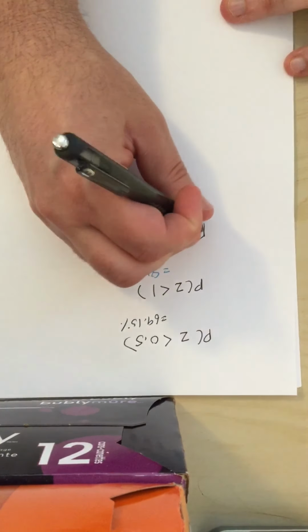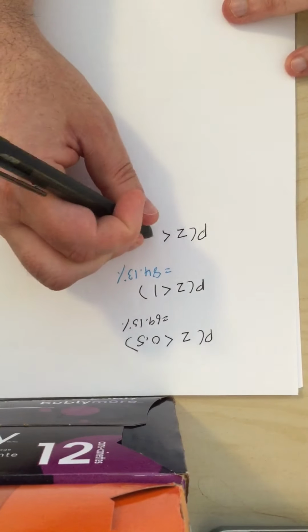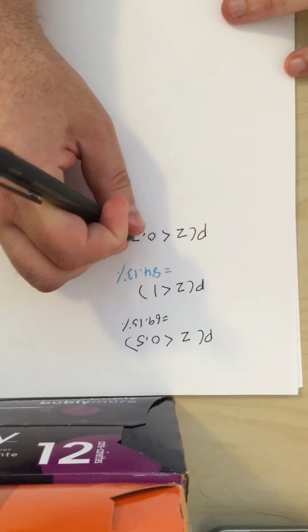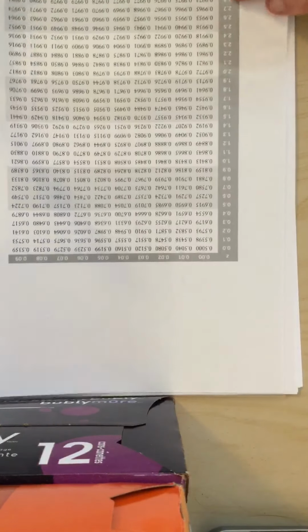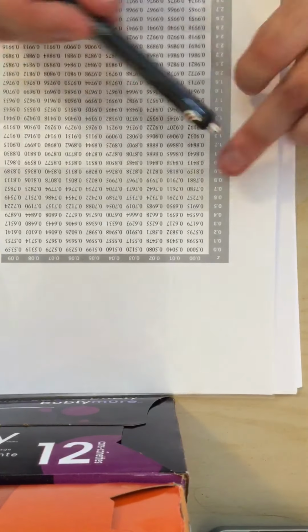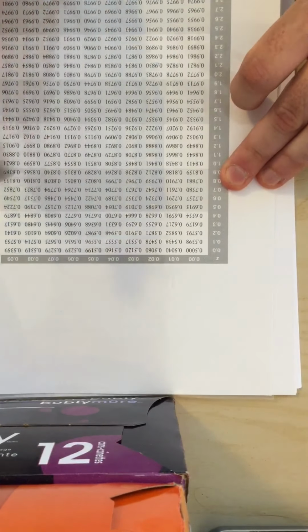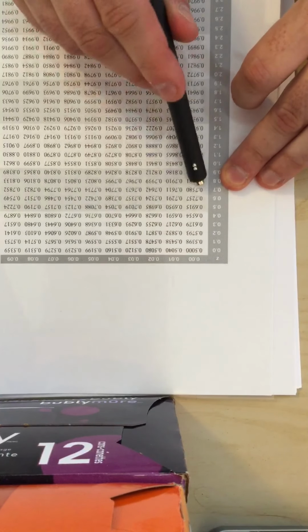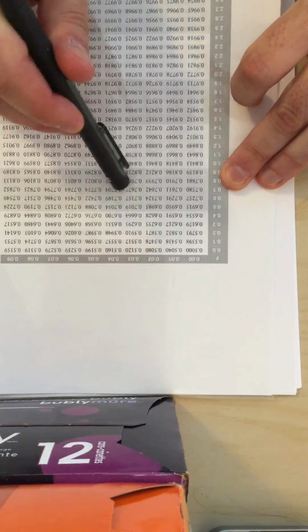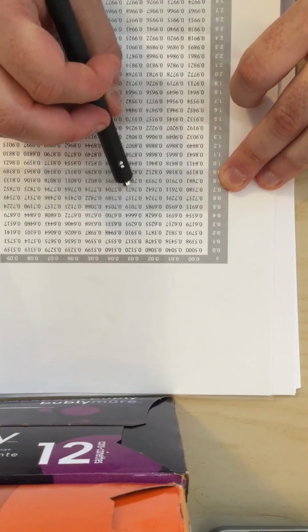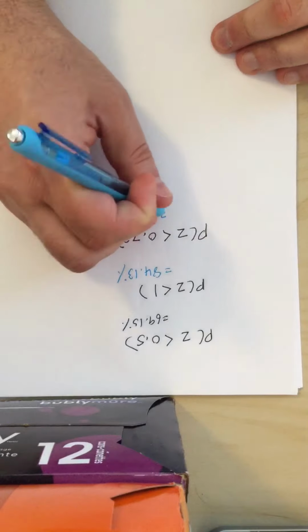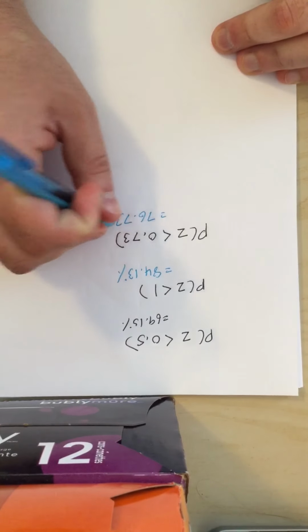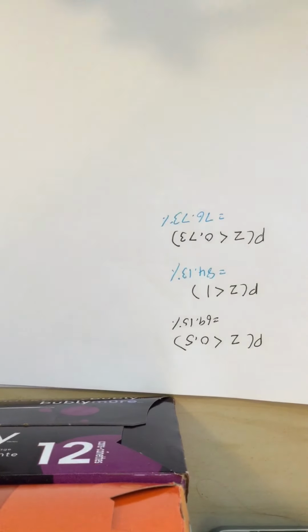Now let's say I want to know what's the probability that z was less than 0.73. So what I would do there is go to 0.7, and then this gives us the hundredths point. So 0.70, 71, 72, 73. So it'd be over here, it would be 76.73%.